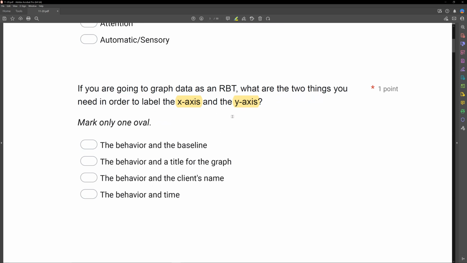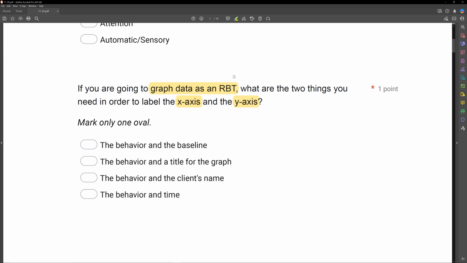The y-axis is going to hold our behavior. That way we have behavior on the y-axis, and then we can track it over a period of time on the x-axis. So if we're going to graph data as an RBT, there are two things we need. A, the behavior and the baseline. Is the baseline going on either the x-axis or the y-axis specifically? Well, no, the baseline is a type of data, right? Behavior is going on the y-axis. We know this. B, the behavior and title for the graph.